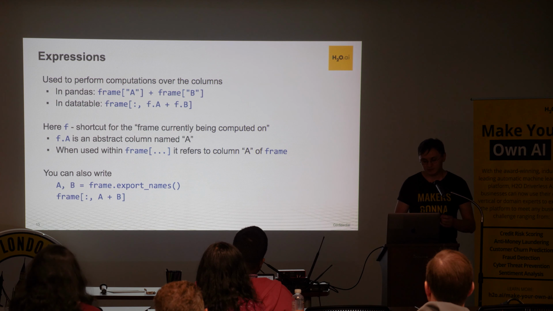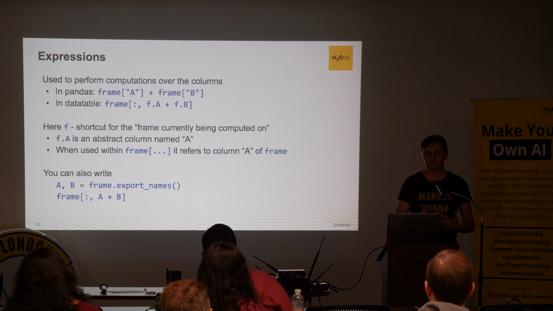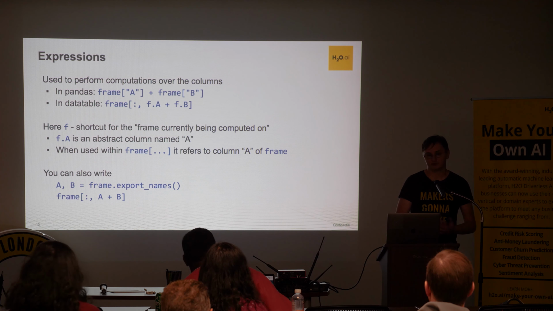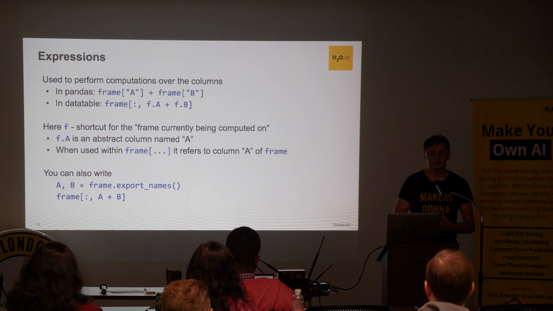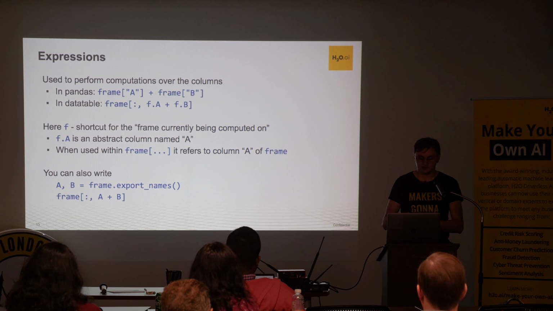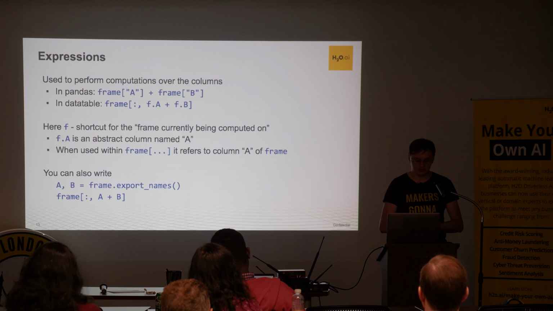So we say frame, then in square brackets, first comes a colon. Colon means everything, so it's slicing everything. The first position is a row selector, so we take colon in the first position, which takes all the rows. And the second expression is a column selector, as you remember. For the column selector, we have f.a plus f.b.